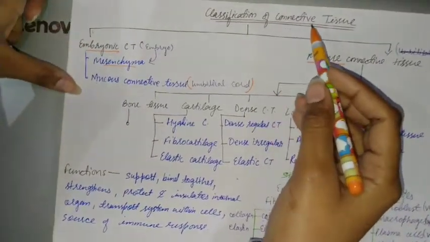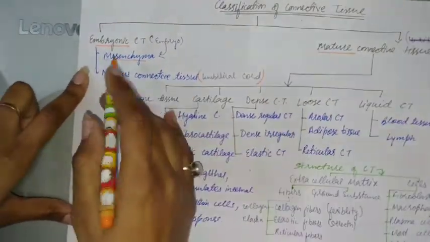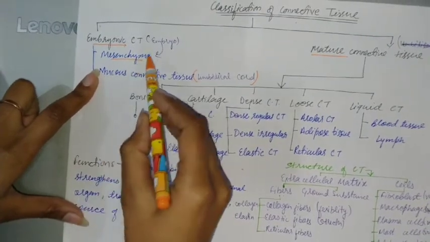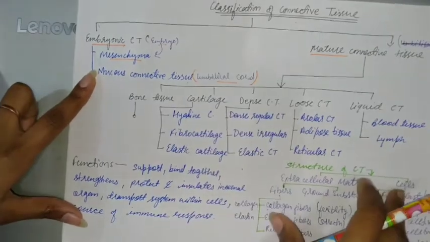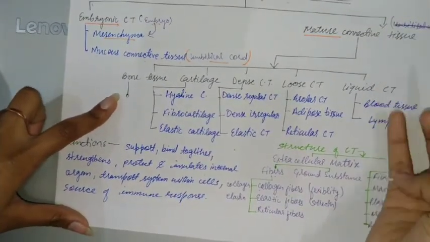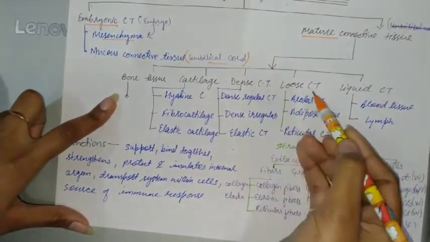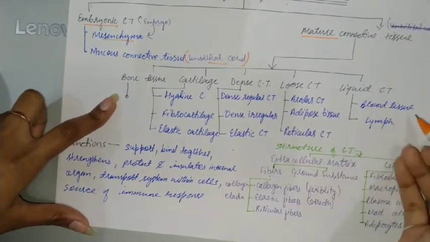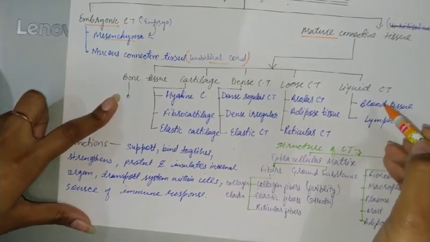So, connective tissue is divided into two types: embryonic connective tissue and mature connective tissue. Further, embryonic is divided into two types: mesenchyma and mucous connective tissue. Mesenchyma is present in the embryo, and mucous connective tissue is present in the umbilical cord. Mature connective tissue is further classified into five types: bone tissue, cartilage, dense connective tissue, loose connective tissue, and liquid connective tissue.